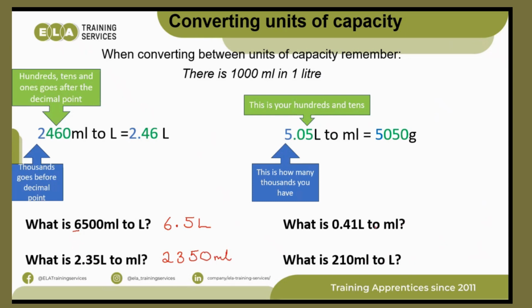Okay, and our last two. So what is 0.41 litres to millilitres? We've got no thousands, so our answer's going to be in the hundreds, so it'd be 410 millilitres. And then what is 210 millilitres to litres? We've got no thousands, so we've got nothing before the decimal point, and then 0.21 litres. Okay, and that is converting units of capacity and mass.